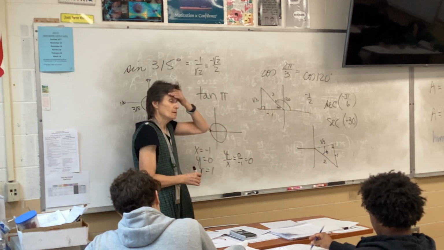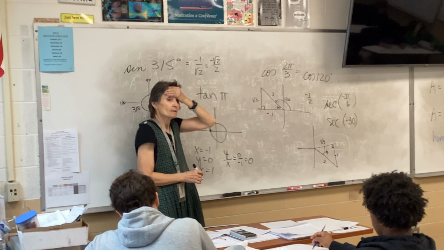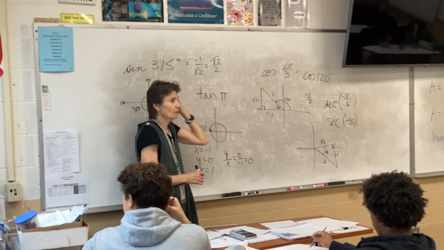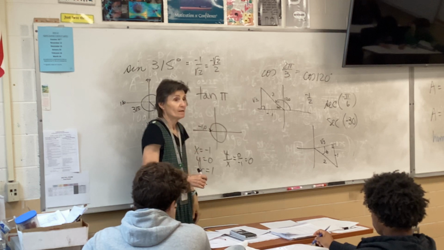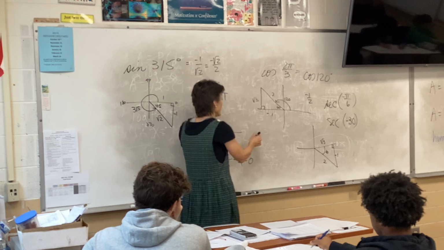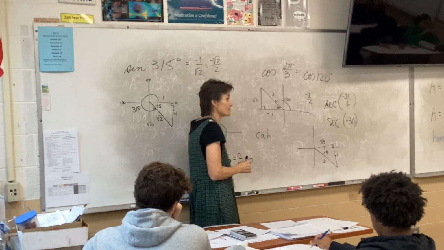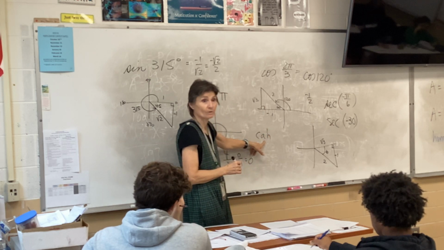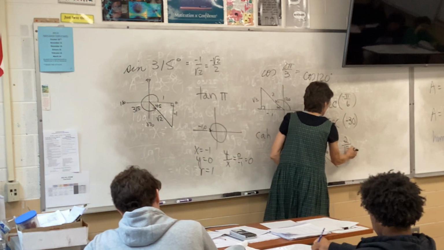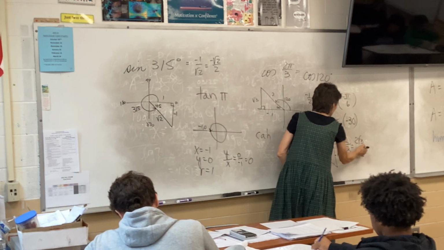Secant is the reciprocal of cosine. Cosine is adjacent over hypotenuse, so secant would be hypotenuse over adjacent. So 2 over root 3, or 2 root 3 over 3.